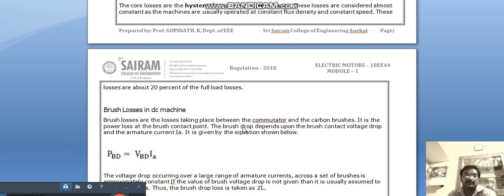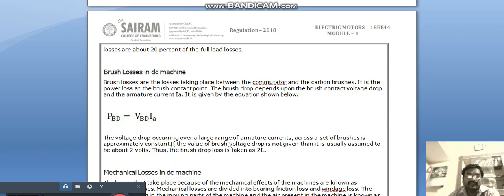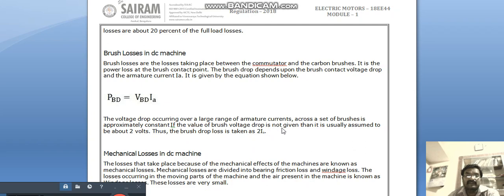The value of the voltage drop occurring over the large range of armature currents across a set of brushes is approximately constant. If the value of brush voltage drop is not given, then it is usually assumed to be 2 volts. Thus the brush drop loss is taken as 2 Ia.